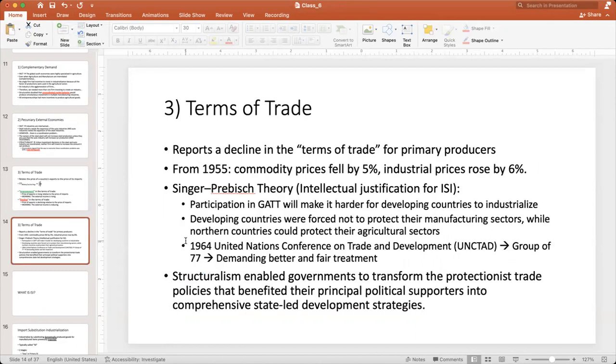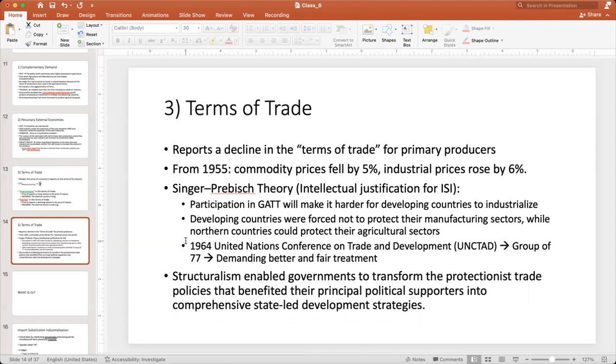some developing economists created this theory that is called the Singer and Prebisch theory. So basically, what these two guys proposed was that participation in the General Agreement on Tariffs and Trade would make it harder for developing countries to industrialize. Why? Because developing countries were forced not to protect their manufacturing sectors, while North countries could protect their agricultural sectors.